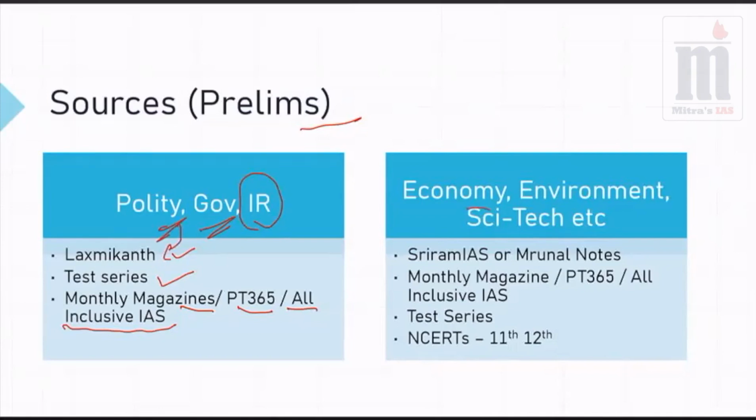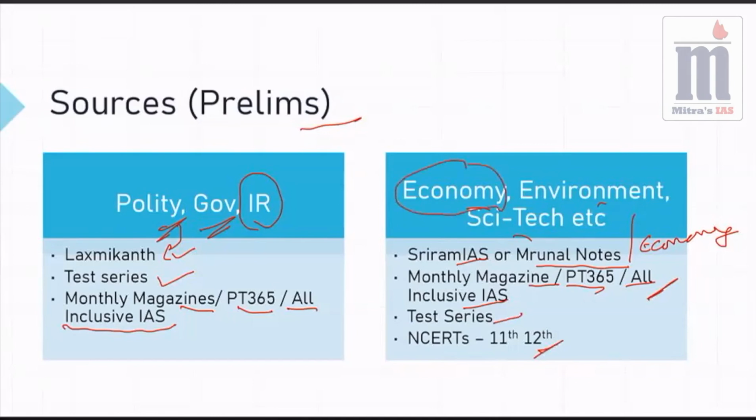For economy, environment, science and tech, which is basically GS3, for prelims you can refer to Shriram IAS or Munal notes. For economy, also monthly magazines, PT 365, All India Inclusive IAS. I have already made a video on how to handle current affairs, where I explained how to make notes from current affairs for prelims, mains, and interview. You can refer to that if you have any doubt. Then test series and NCERTs of 11th and 12th for economy.